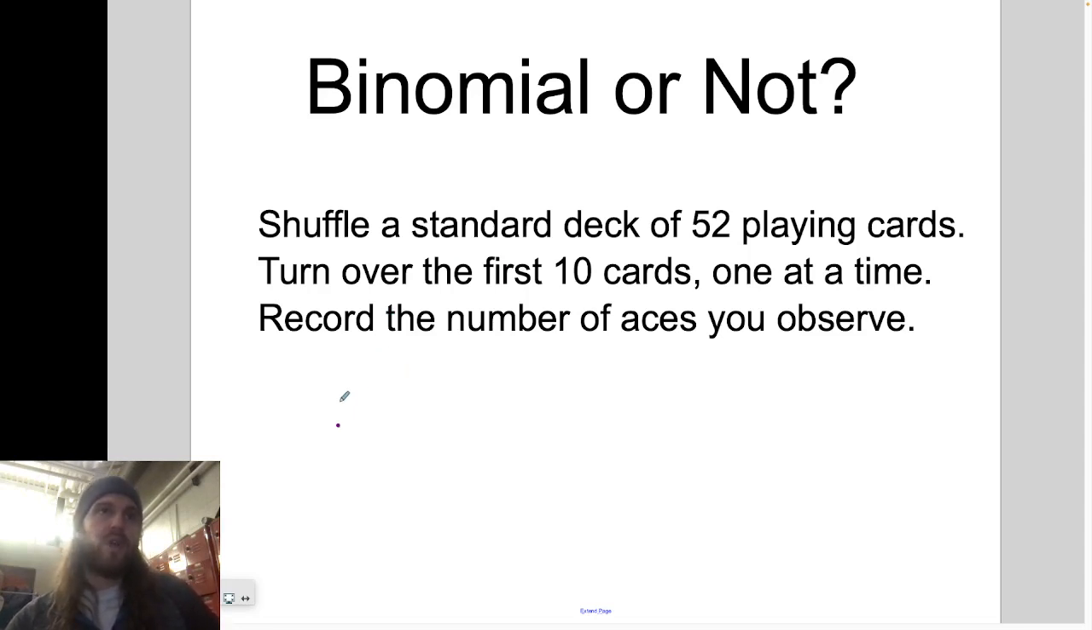So no, this is not a binomial setting, and we can say this. I'm going to have to write it because my thing is laggy. I'm going to pause it again. I'll write it out and then we'll come back.